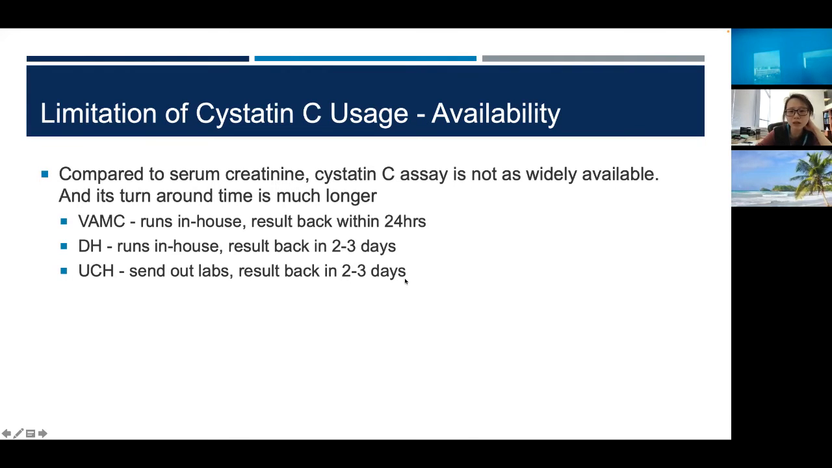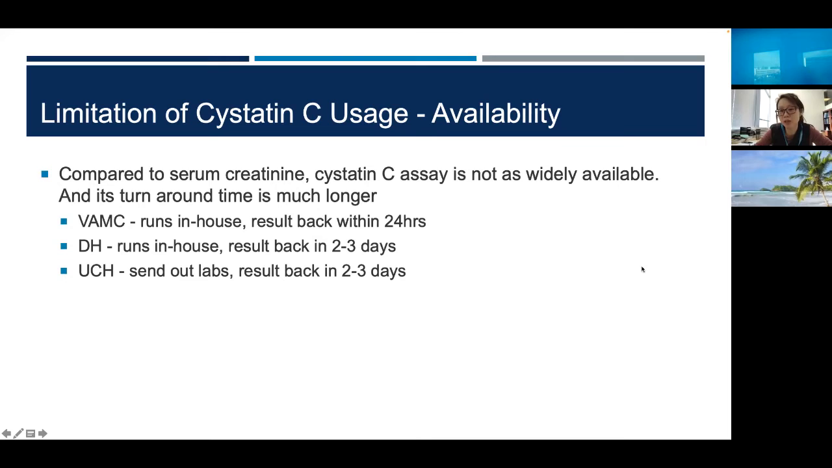Hey, Annie, it's Sophie. At the VA, we actually get it back in the same amount of time that we get creatinine. That's amazing. So Charles did tell me it's within 24 hours. I didn't know it takes the same amount of time. That's great. It's definitely not the case at the university.